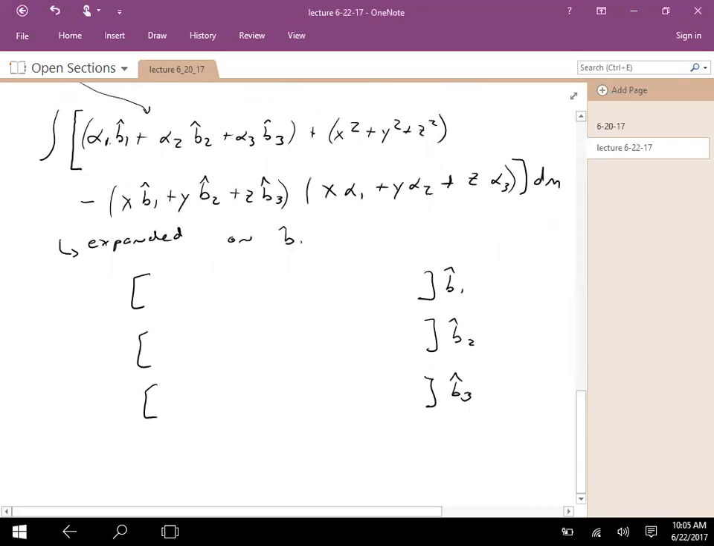So let's see my B1 terms. This first guy, I've got a B1 term, so an alpha B1, so I pulled the B1 out. So alpha 1 times x squared plus y squared plus z squared, and then I get a minus x squared alpha 1 minus xy alpha 2 minus xz alpha 3. Should have left a little more room there.